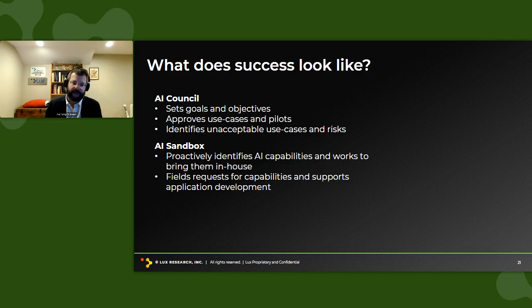Then you need to have an AI sandbox team, right? And this is both an infrastructure as well as a team who can support that, who's working on proactively identifying AI capabilities, bringing them in-house, and also the ones who are fielding the requests. And this needs to be a little bit distinct from IT because IT's function is really risk management. If you just give this to IT, I think they'll constrain it a little too tightly. You need to include IT, but also create a separate function whose goal is much more towards enablement.